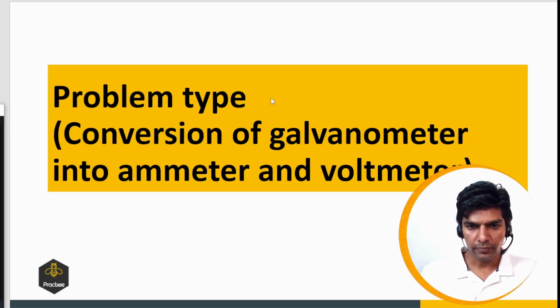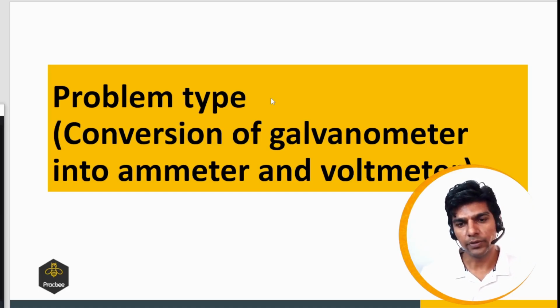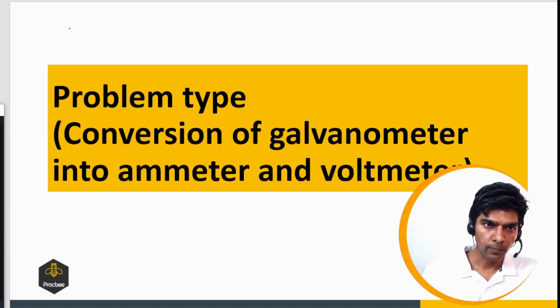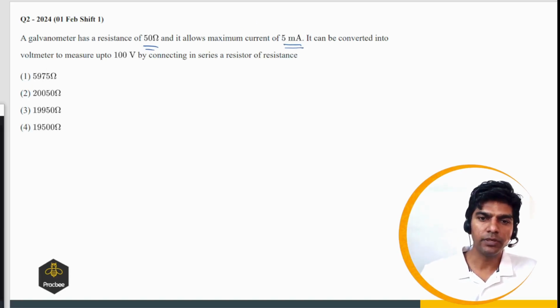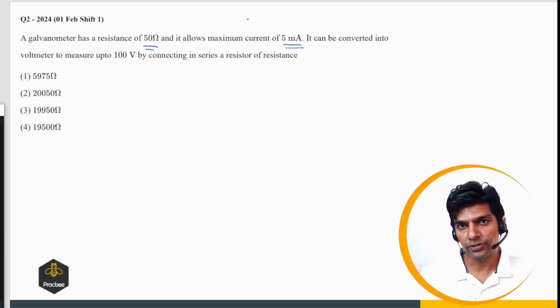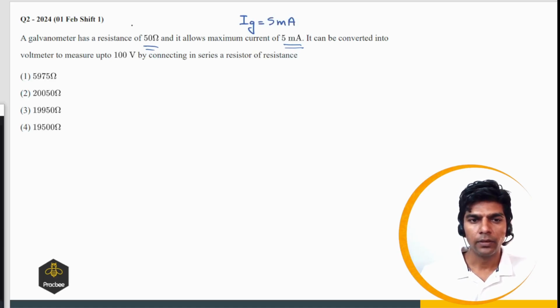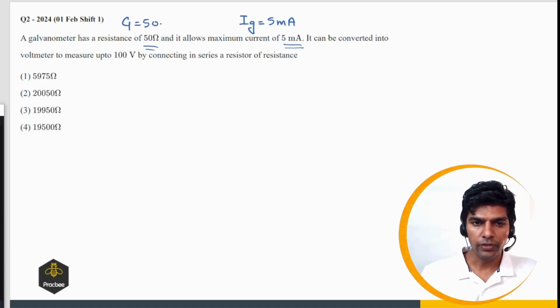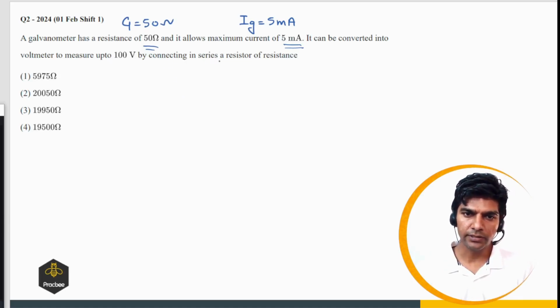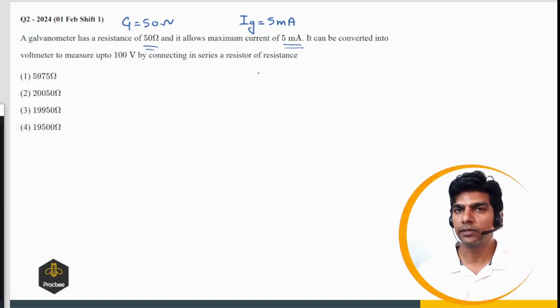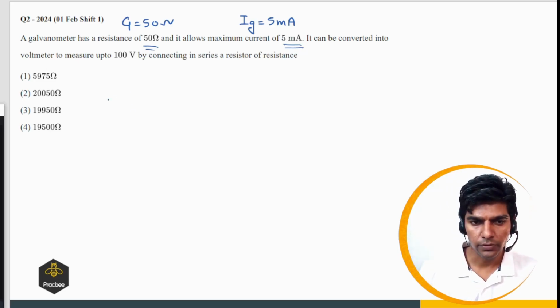Now let us see the next problem, and it is based on the conversion of a galvanometer into an ammeter and voltmeter. A galvanometer has a resistance of 50 ohms and it allows a maximum current of 5 milliampere. So maximum current is nothing but the full scale deflection current. So Ig is 5 milliampere and G value is 50 ohms. It can be converted into a voltmeter to measure up to 100 volt by connecting in series a resistance of what value? So we have to find the resistance that we have to connect in series with the galvanometer to convert it into a voltmeter. So the circuit will look like this.